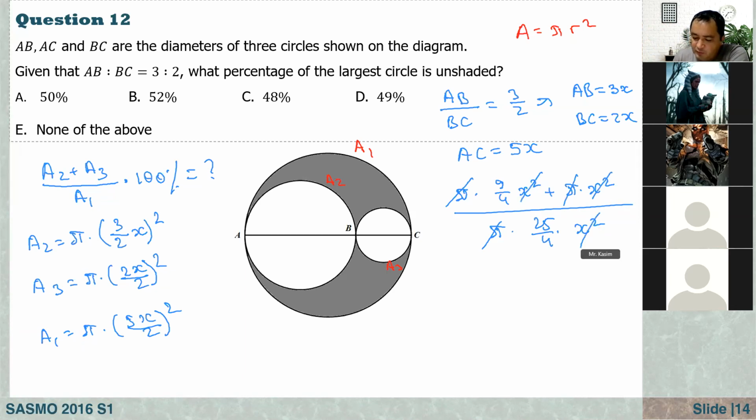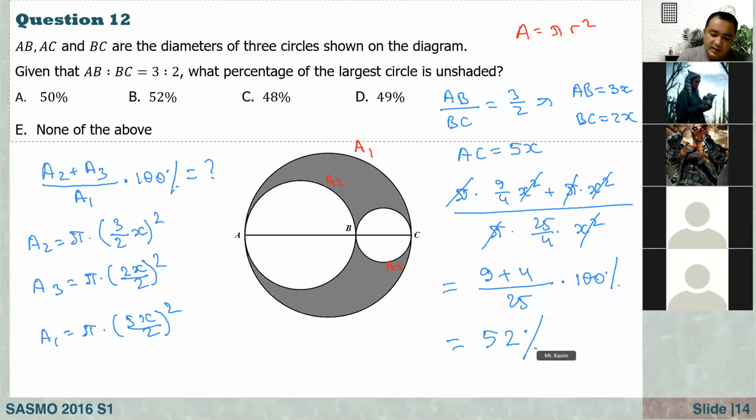So what is left here? Multiply numerator and denominator by 4. 4 times 9/4 is equal to 9. 4 times 1 is equal to 4, over 4 times 25/4, that's equal to 25. Now we have to express as a percentage, so I will multiply it by 100%, which is equal to 9 plus 4 is 13. 100 over 25 is 4. 4 times 13 is 52%. So as Princess Selin said, the answer is 52.